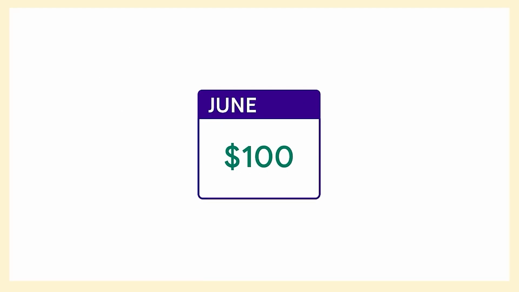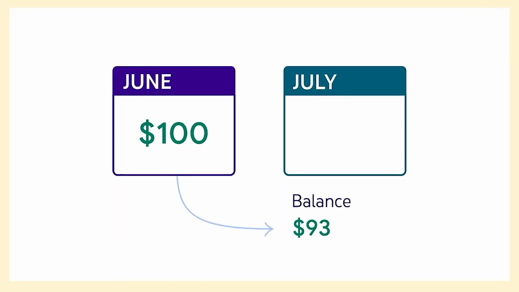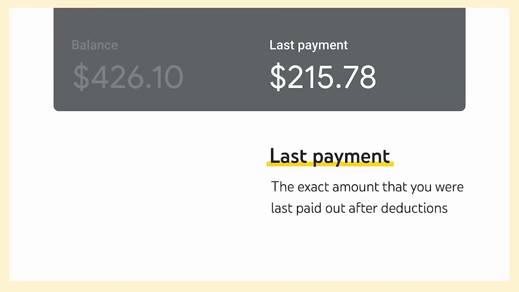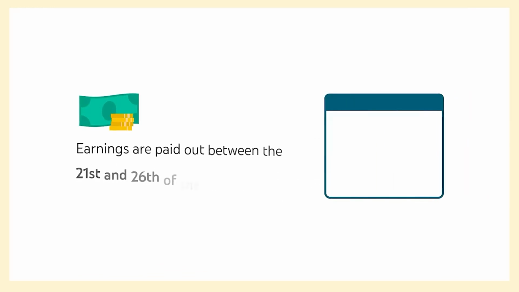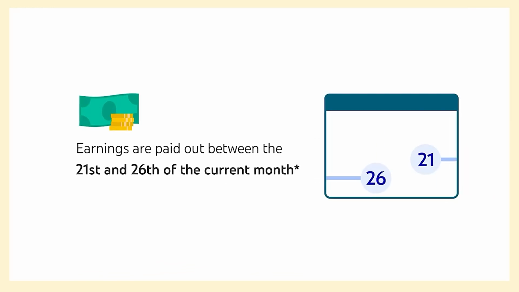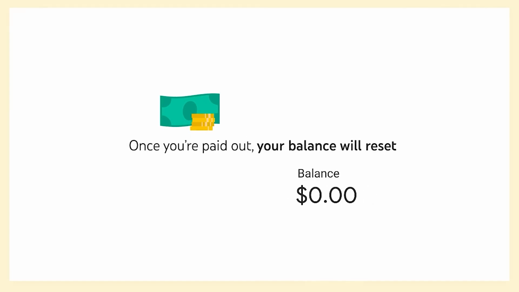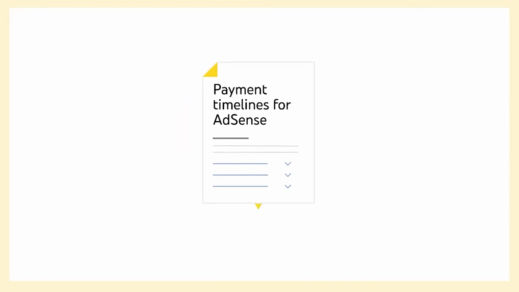For example, if you're in the United States and you earn $100 in June, you'll see this balance in AdSense between July 7th and 12th. Last payment shows the exact amount that you were last paid out after deductions. Earnings are paid out between the 21st and 26th of the current month, as long as your total balance has reached the payment threshold and you have no payment holds. Note that once you're paid out, your balance will reset. For more info about how you'll get paid, check out the Help Center article linked in the description.